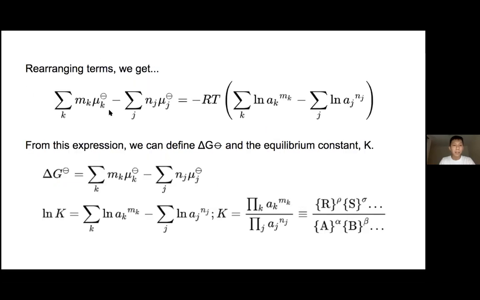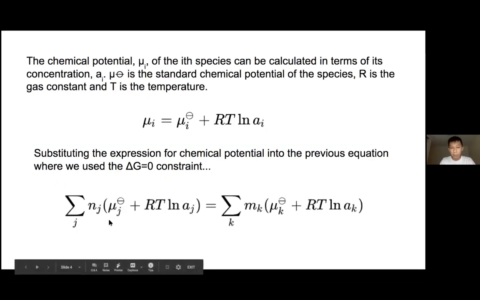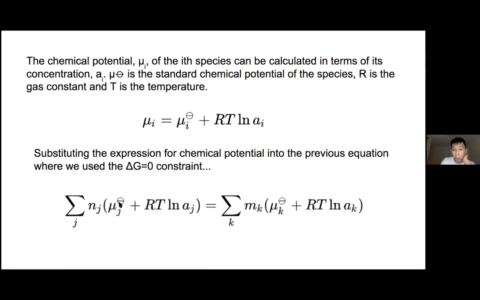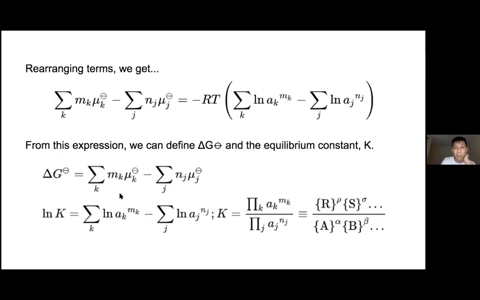Okay, so after we have that, we have the free energy of the reactants and the free energy of the products. Now we're just going to rearrange these terms. This circle with the bar through it means this is your standard chemical potential. In the next step, we arrange all the standard chemical potentials on the left side and all the non-standard concentrations on the right side.